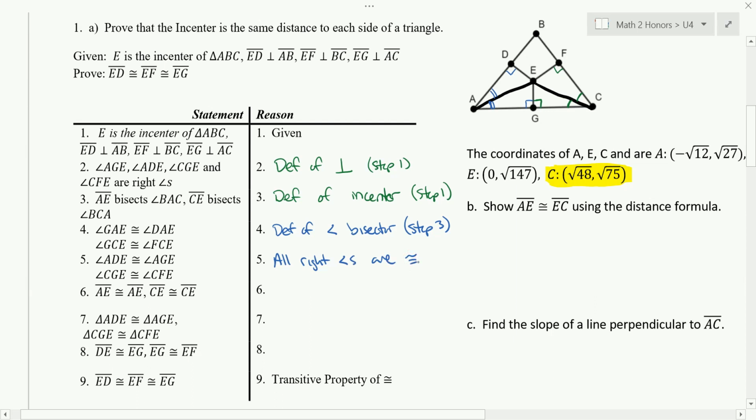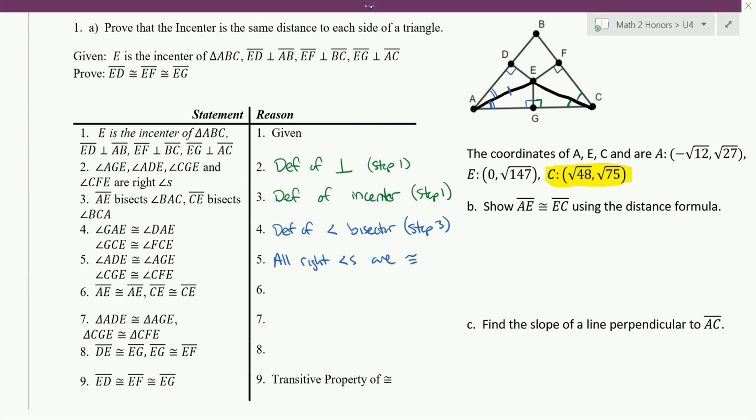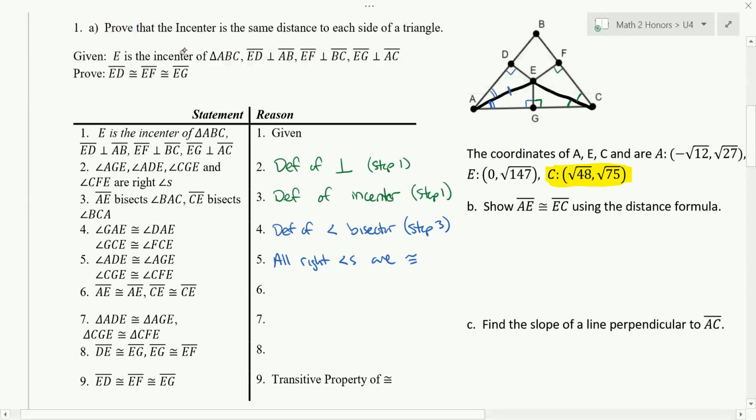Okay. And then step 6 says that AE is congruent to AE, and also EC is congruent to EC. Why would things be congruent to themselves? Reflexive property of congruence.